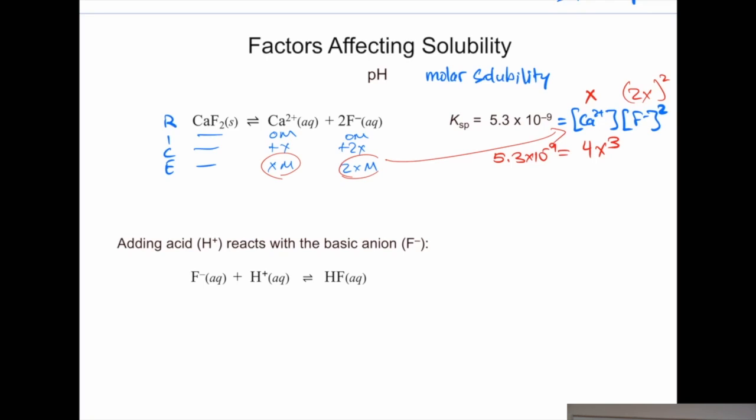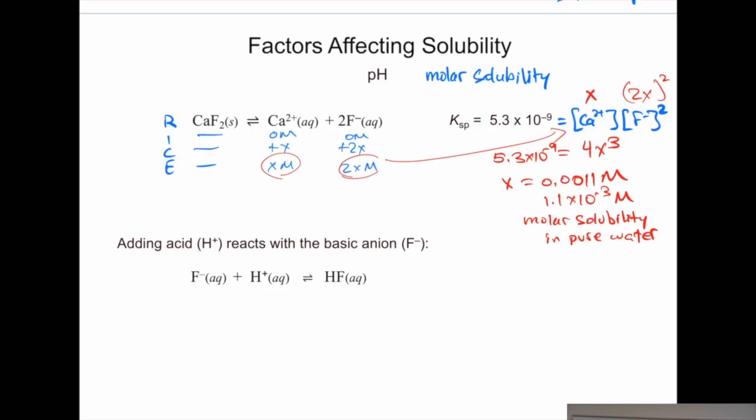And start looking at patterns. Here we have an ionic compound that when it dissociates into 3 components like this, with a 1:2 ratio, that will give you 4x cubed when you set this up, always. So you do the math, you solve for x, and you can put that in scientific notation. That's perfectly fine: 1.1 times 10 to the minus 3rd molar. Both of those are perfectly acceptable, right? That's the molar solubility. Now that's when it's in pure water.